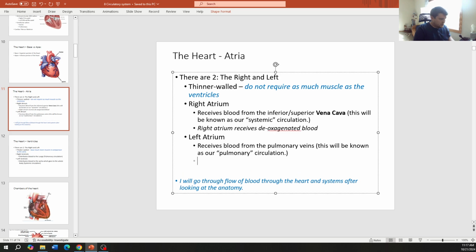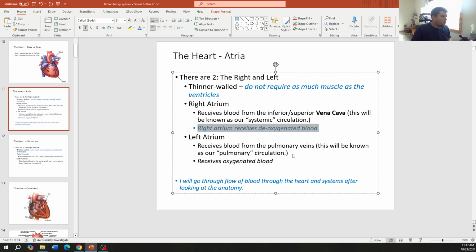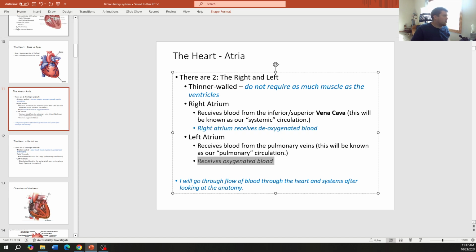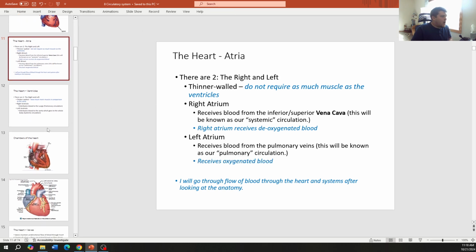And the left atrium receives oxygenated blood. Again, that's because of those specific veins where, remember, the pulmonary veins are that one exception. So we want to make sure that we remember that in order to remember this kind of information. Okay, so those are our atria.